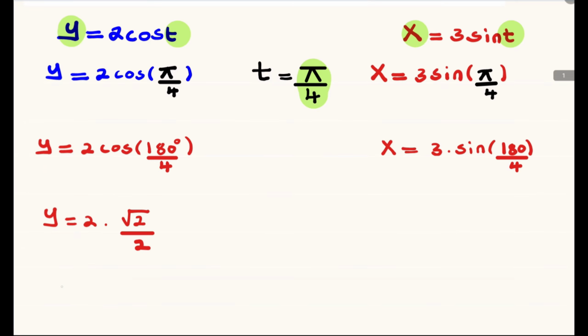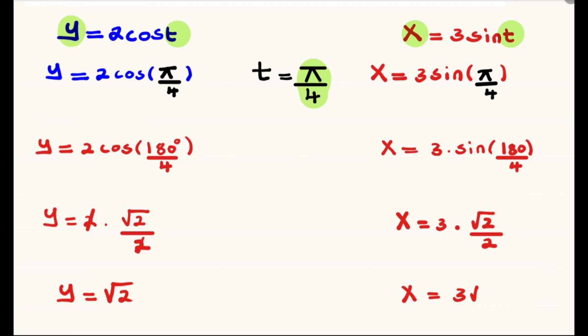And our y will be equal to the square root of 2, because that 2 and that 2 will cancel out and we'll be left with the square root of 2. On the other side, we have x is equal to 3 multiplied by the sine of 180 divided by 4, which is equal to the square root of 2 divided by 2. And our x, we just leave it as 3 multiplied by the square root of 2 divided by 2.